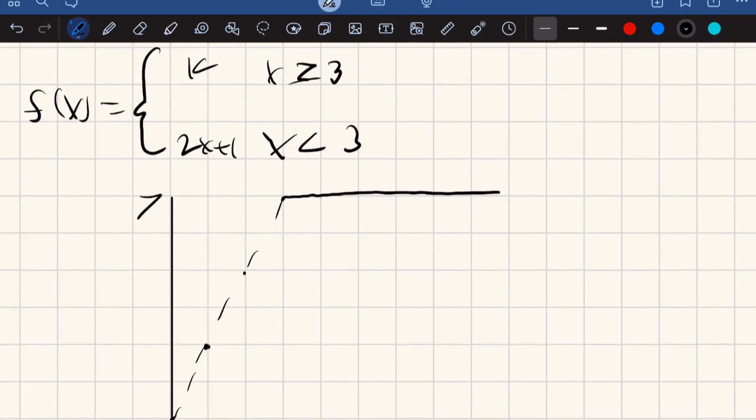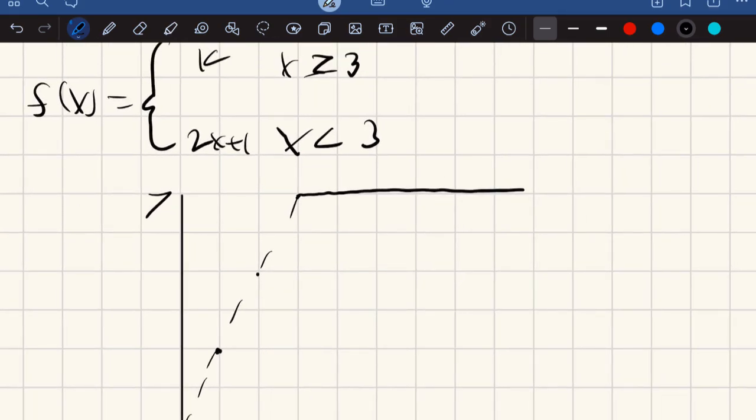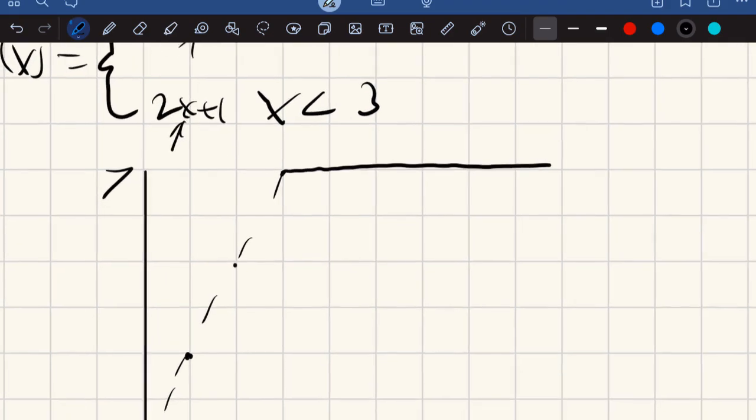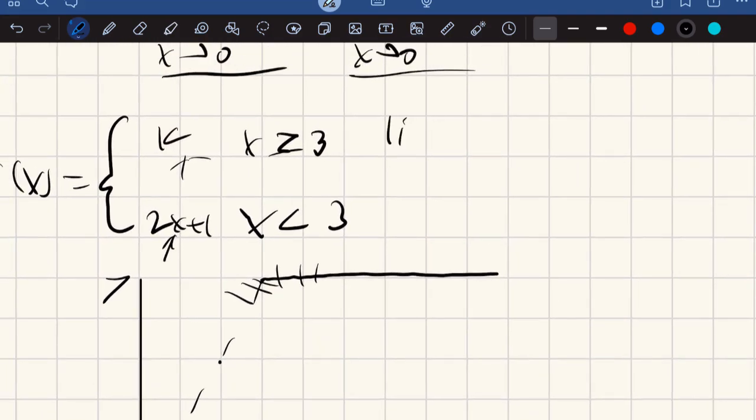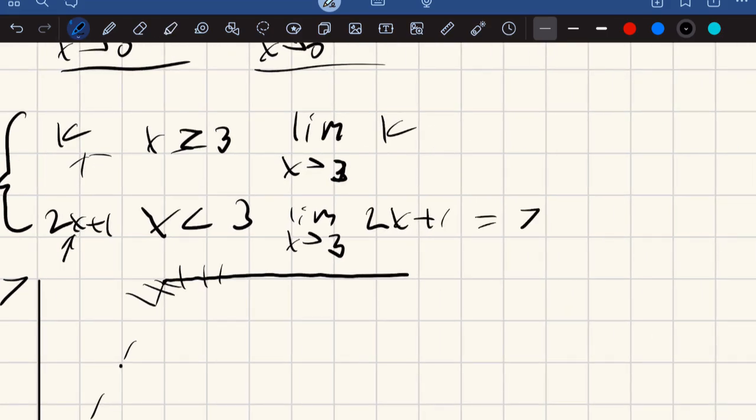But using limit language, we can set the limit as x approaches 3 of this and that equal, because you're saying that the limit from both sides at 3 is going to be the same value, which means it's also going to be continuous. So if we take the limit as x approaches 3 of k, and the limit as x approaches 3 of 2x plus 1, you get 7. This is just k.